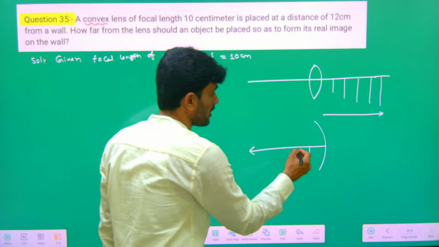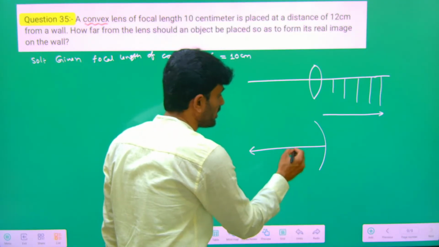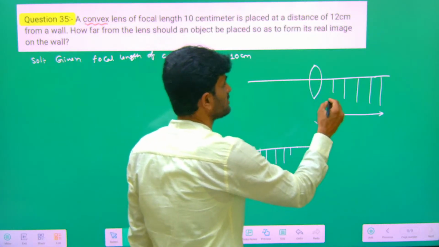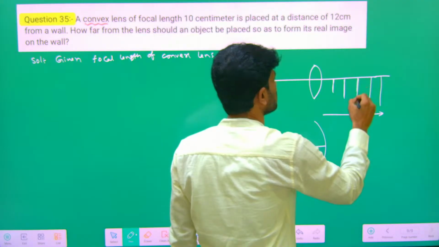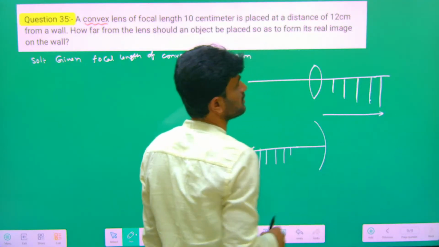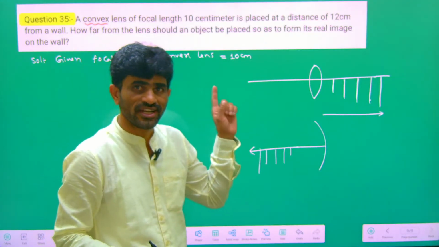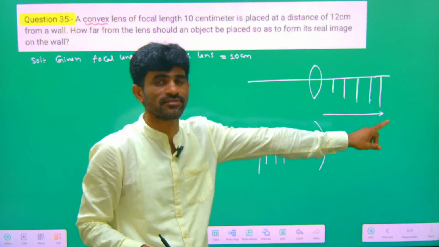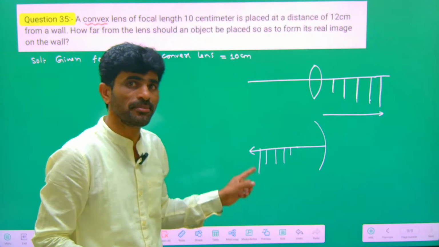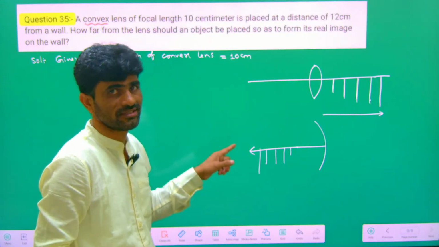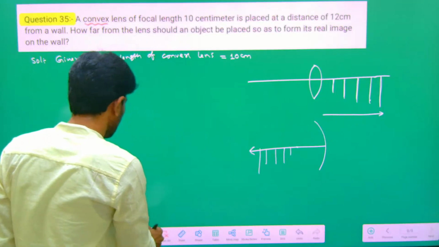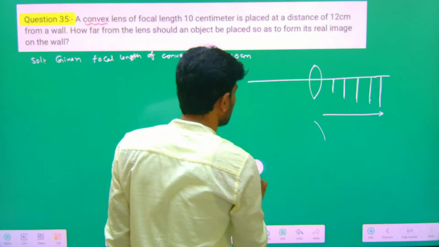This is a very important observation. In a mirror, real images form on the left side. In a lens, real images form on the right side. So, if it is a real image in a lens, you should take its sign positive. If it is a real image in a mirror, you should take its sign negative. There positive, here negative, because now it is a lens and it is a real image.